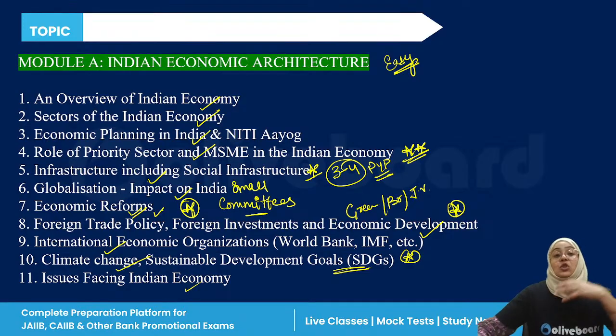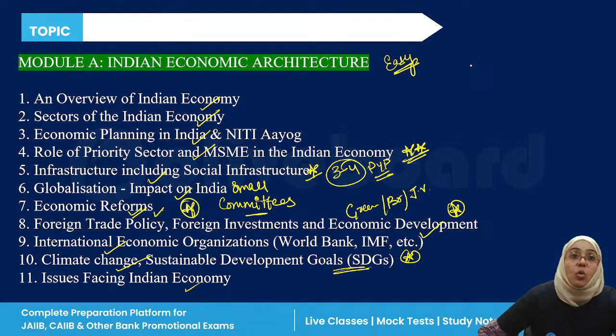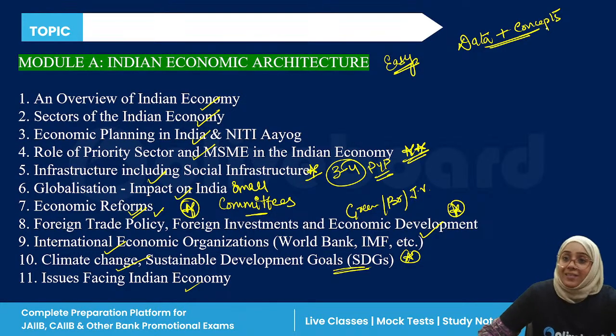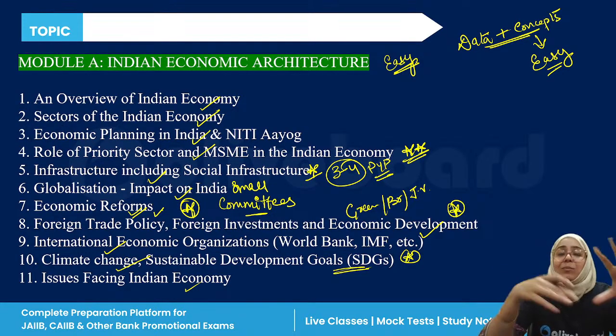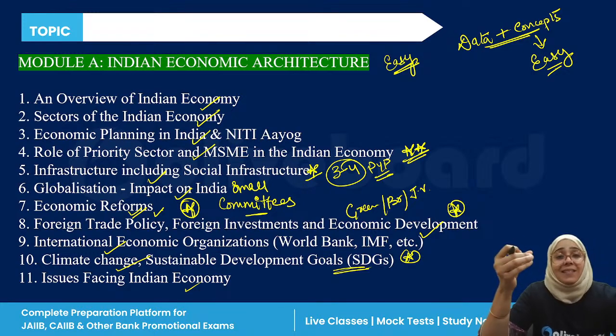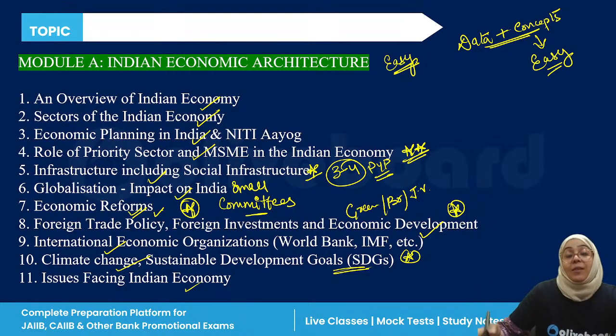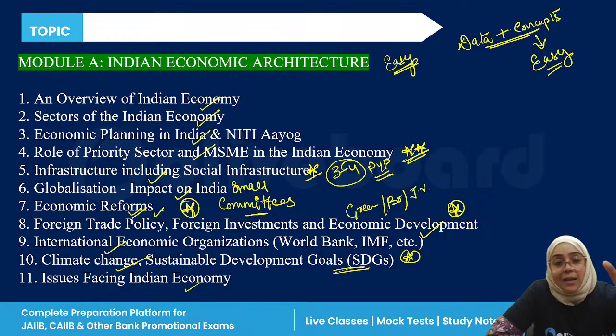This module is a mixture of both: you will get data and you will get concepts, so you have to focus on both. The concepts are actually easy, not very complicated topics. Globalization is easy: what is fair globalization? Then in globalization we have the topic of deglobalization, or protectionism. Every now and then a question was asked from protectionism.